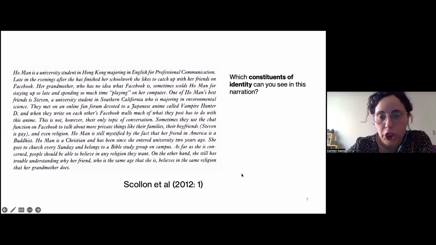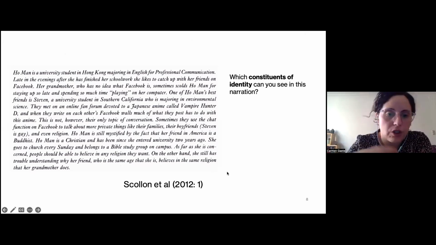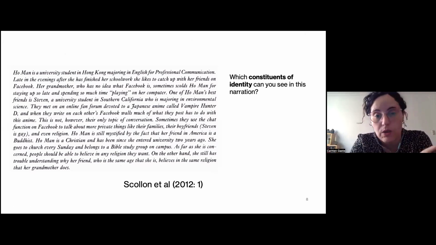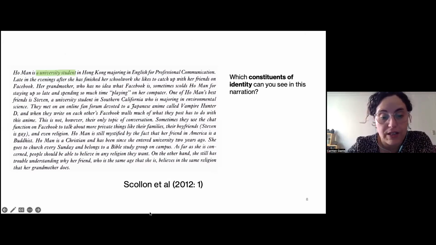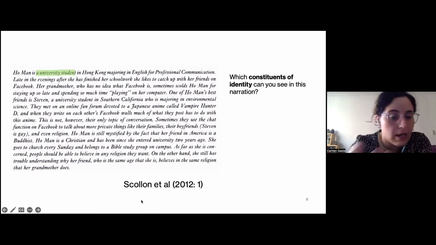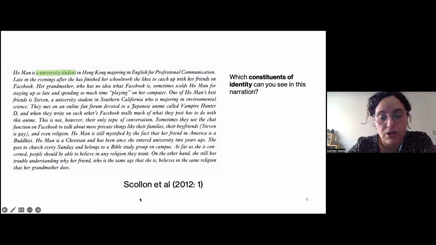So what I've done here is just to highlight those parts of the narration in which you can see any different constituent according to the ones we saw before, and perhaps together we can define whether that's national, ethnic, institutional, temporal, etc. So first of all, we have a university student. That to me is institutional, of course, but is also temporal.